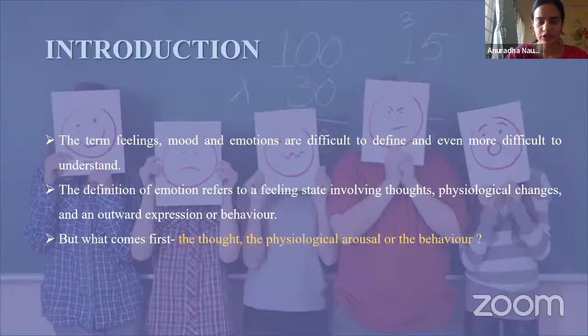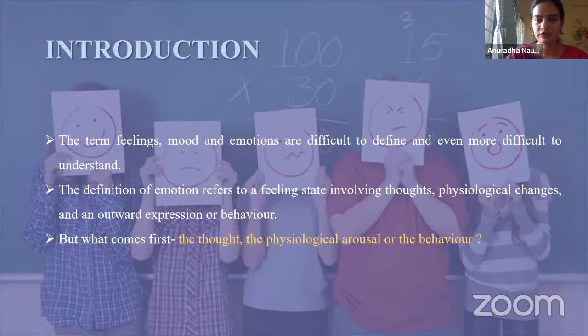A very brief introduction. You must have learned what emotions are. Defining emotion, moods or feelings is not very easy, and much more so it is difficult to understand. But we'll go through a basic definition of emotion, which is a feeling state involving thoughts, physiological changes, and an outward expression or behavior. What this means is that it involves thoughts, physiological changes, that means the bodily changes, and an outward expression, or how we are expressing our feelings or emotions in our behavior.